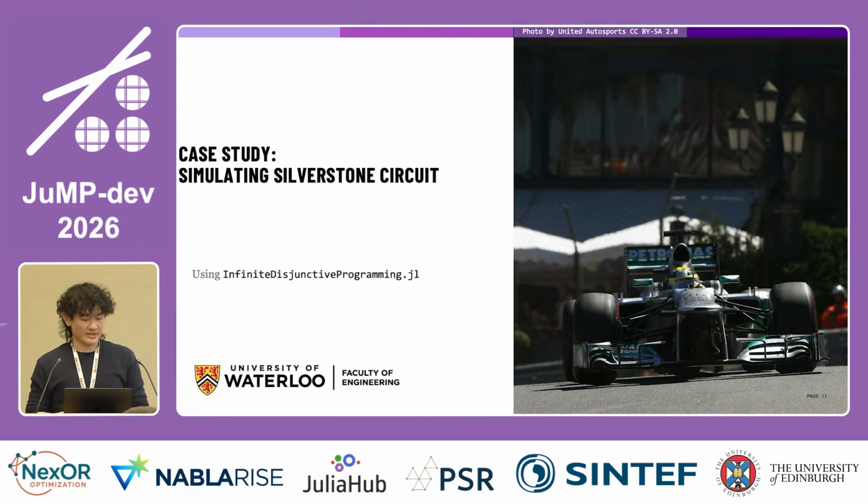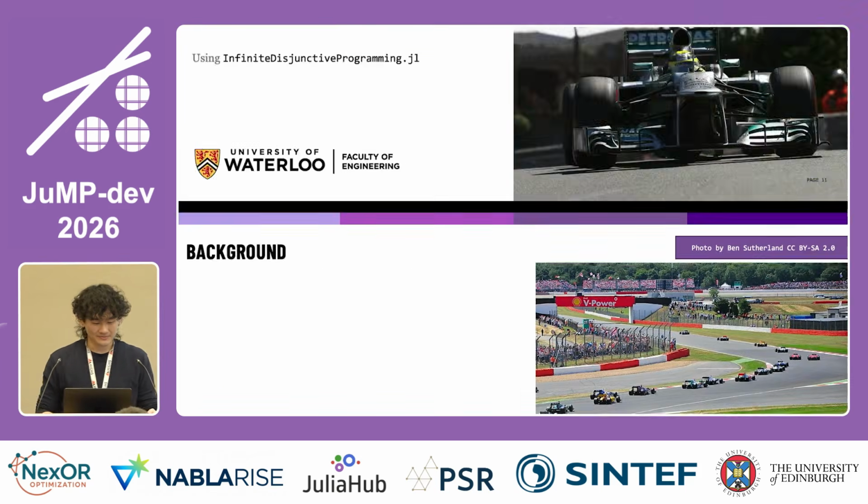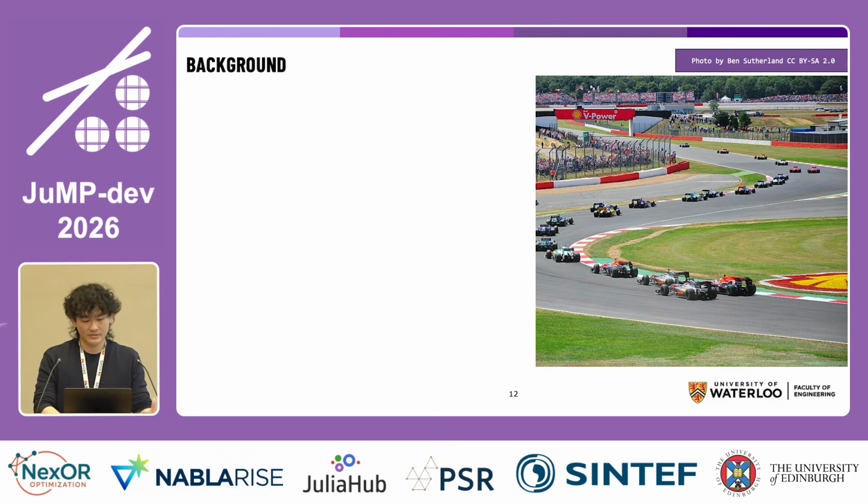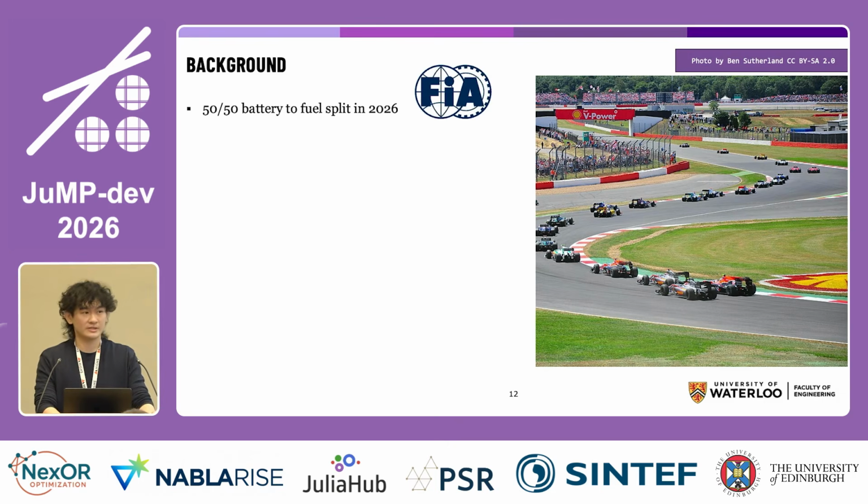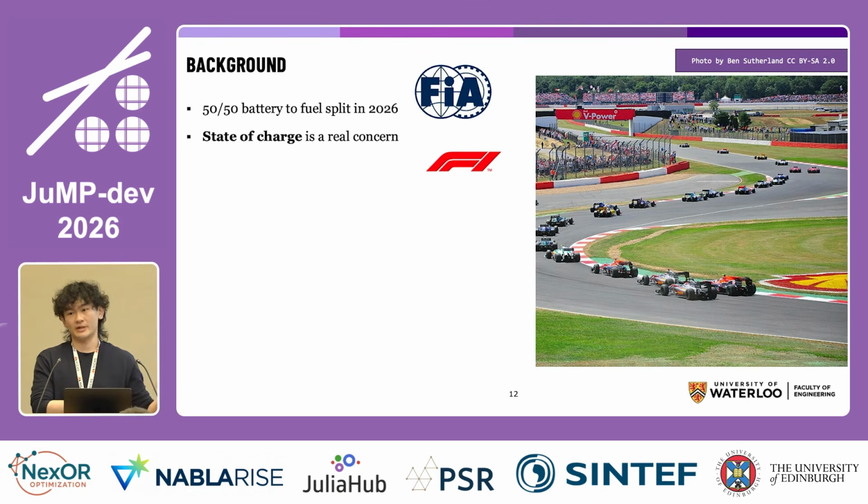Now a really brief case study to keep this interesting. We're going to model the Silverstone circuit using InfiniteDisjunctiveProgramming.jl, which is just the extension package that we have for it. A brief overview: in 2026, F1 teams are required to have a 50-50 power split for their cars. This is a real concern for teams now because they have to actively manage their state of charge on the battery in order to complete the race in a competitive time, or even not run out of fuel.